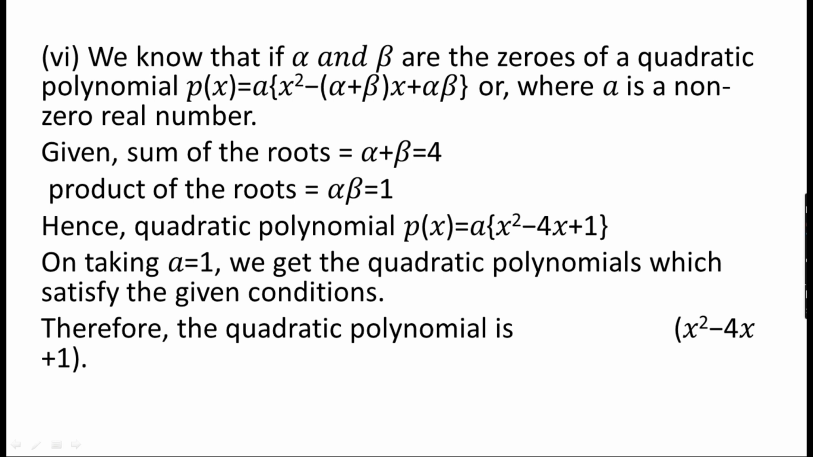We know that alpha and beta are the zeros of the quadratic polynomial. Here our general equation of the quadratic polynomial is like this, where a is a non-zero real number. The sum of the roots, alpha plus beta, is 4 and the product of the roots is 1. In place of alpha plus beta we write 4 and the value of alpha beta as 1. On putting the values, we get our polynomial as x square minus 4x plus 1. On taking a as 1, we get our polynomial as x square minus 4x plus 1.